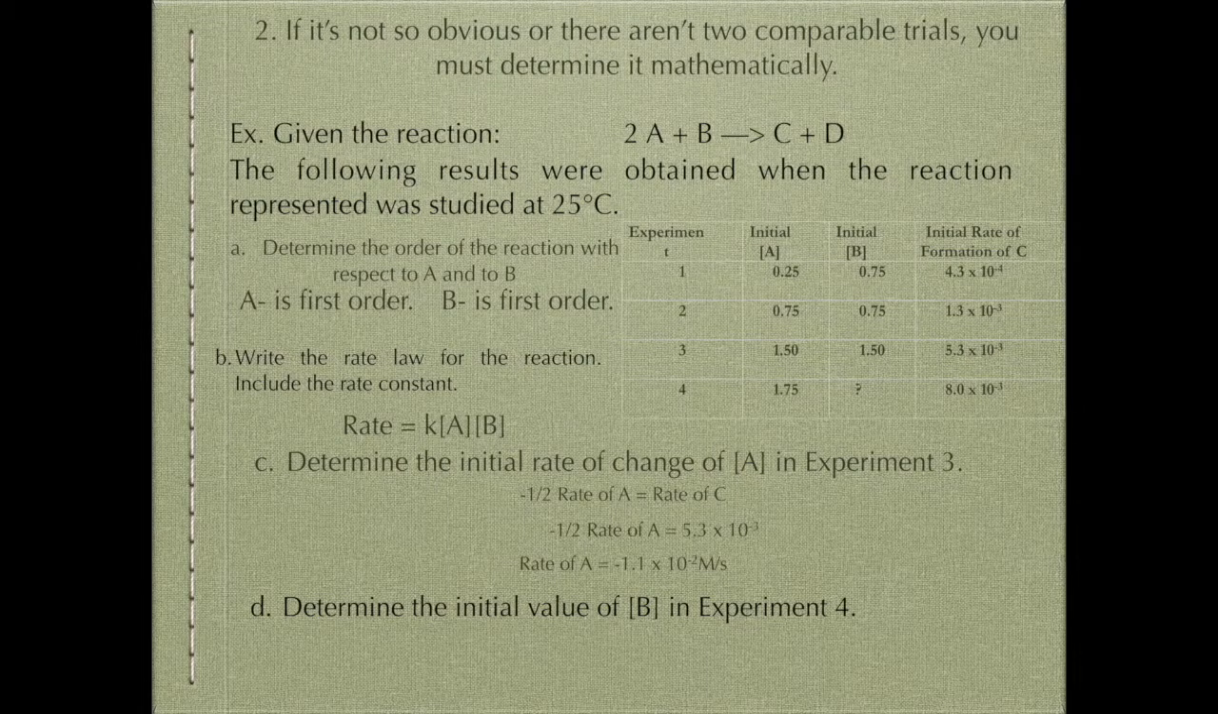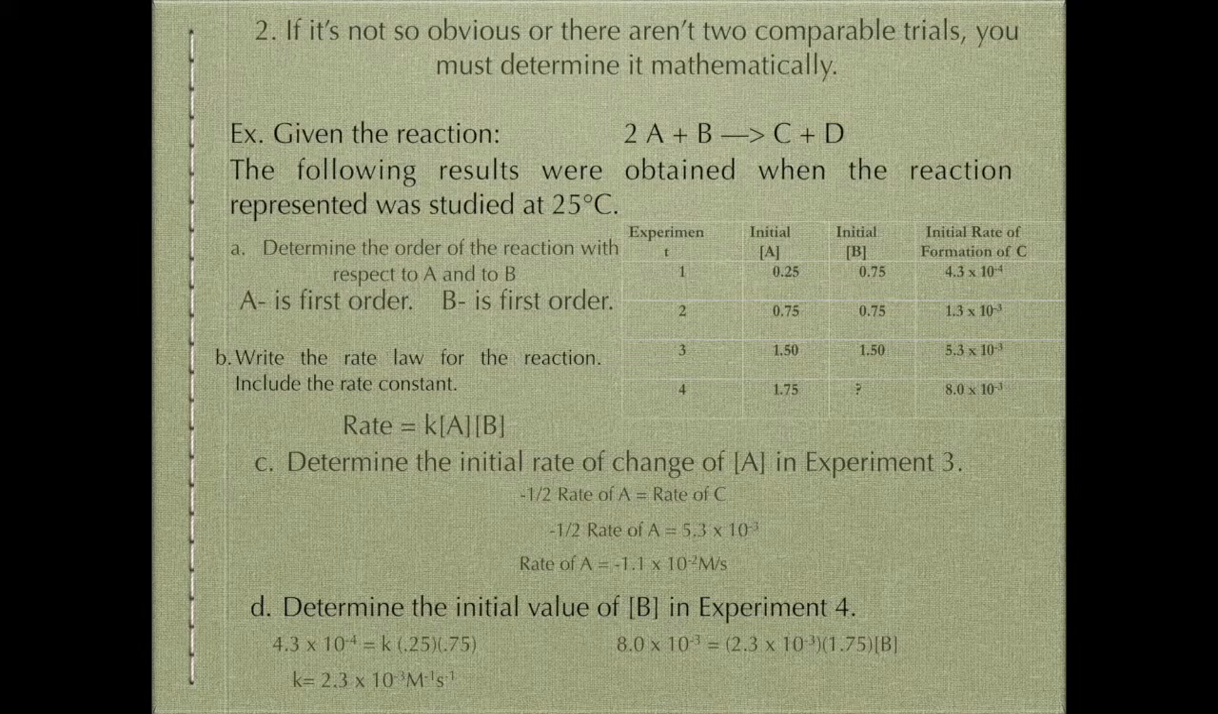Now for D, it says determine the initial value of B in experiment 4. Well, here's my thing. I have my rate law. So I'm going to use an experiment, either 1, 2, or 3, in order to determine my K first. Because I need to solve for B, I can't have 2 variables in an equation. So I used the first experiment. So my rate was 4.3 times 10 to the negative 4th. That's going to be equal to K times the concentration of A times the concentration of B. So my K was 2.3 times 10 to the negative third molar to the negative 1 second to the negative 1. Now I can plug that into my rate law again, but use the data from experiment 4.